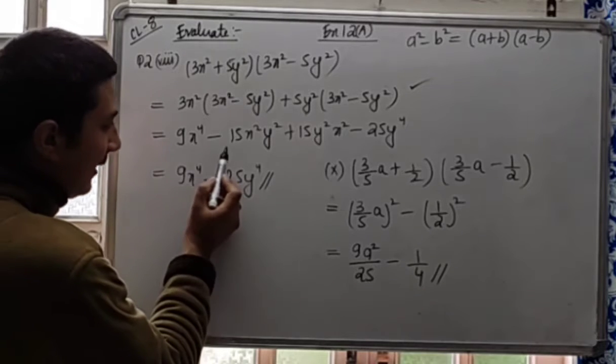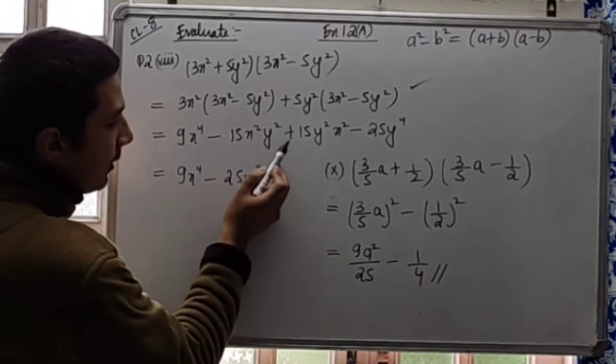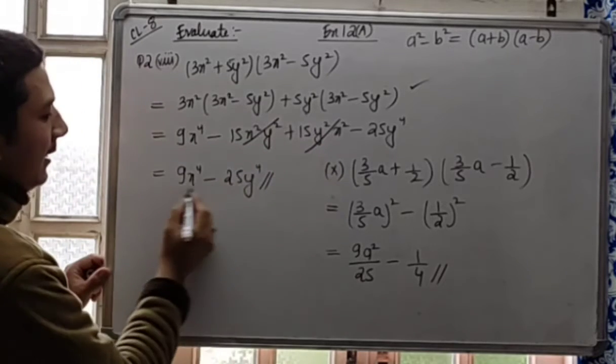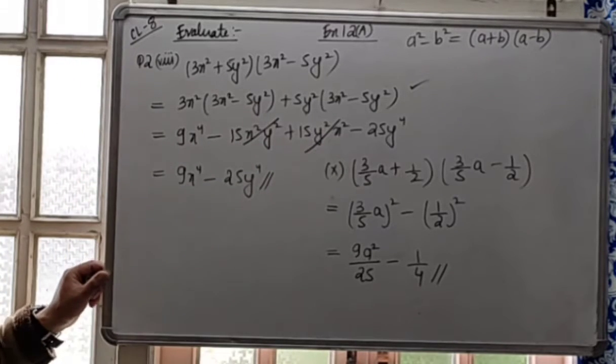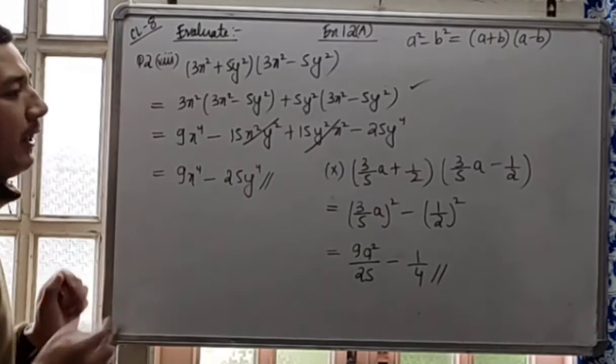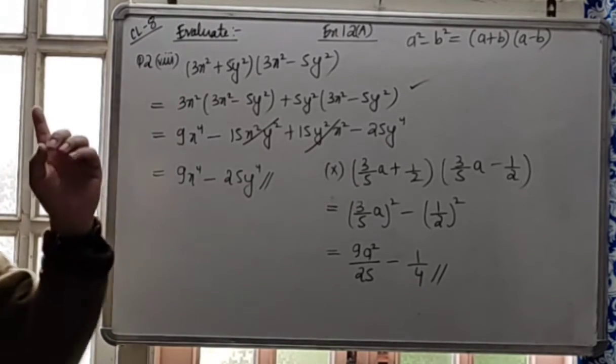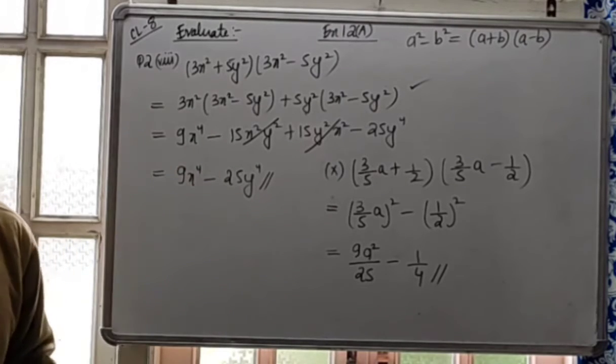Now here what we see is minus 15x square y plus 15x square y. These 2 get cancelled out, and then the leftover is the answer. That is this minus this. Okay. See, this is question number 8. Now question number 9 and question number 10 are similar.